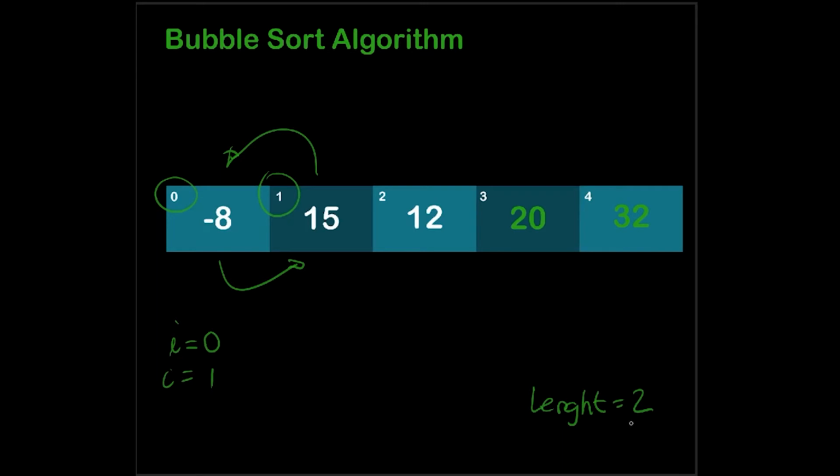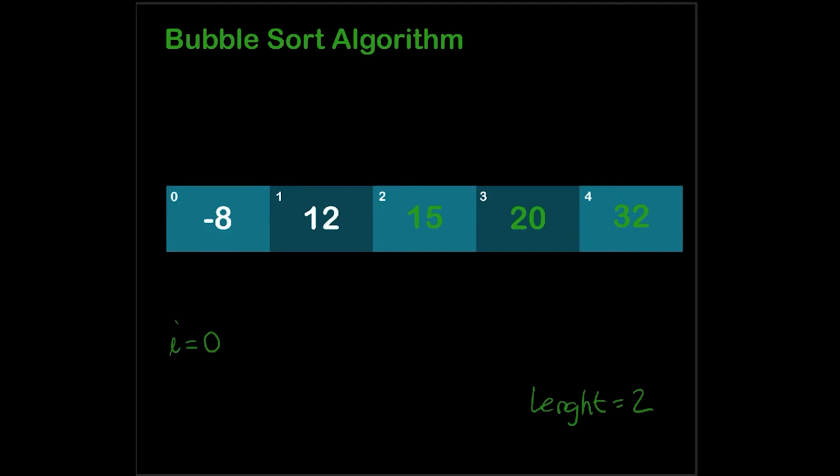We compare 1 to 2 here. 1 is still smaller than 2. And then we do the comparison again. So 15 is still larger than 12. Then 15 has to take 12's position, and 12 takes 15's position, and we are going to have something like this here. At this point we increase I to 2, and we're going to see that I is equal to the length, and the program knows it has to stop.